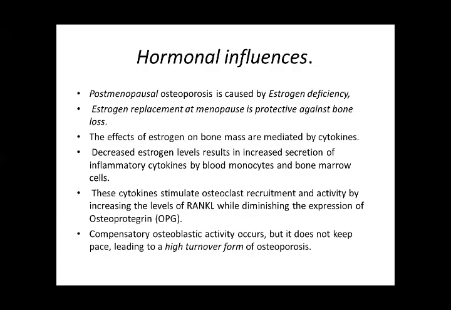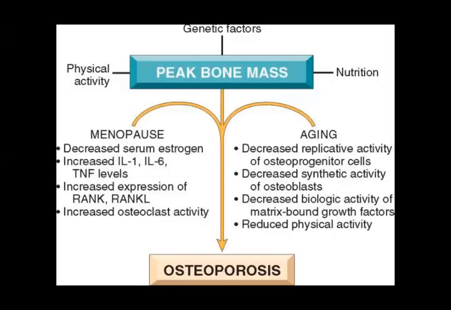Compensatory osteoblastic activity occurs, which does not keep pace, leading to high turnover osteoporosis. The same comes in as menopause: decreased serum estrogen, increased interleukin 1, 6, and tumor necrosis factor, increased expression of RANK and RANKL, which is receptor activated nuclear factor kappa B and receptor activated nuclear factor kappa B ligand.